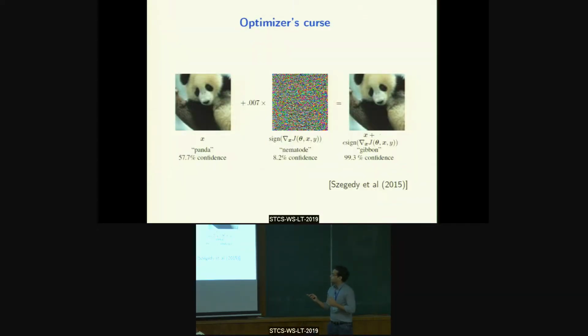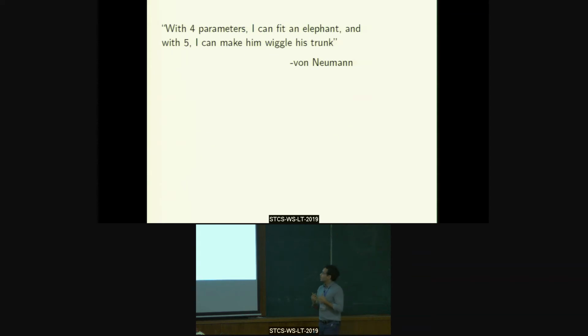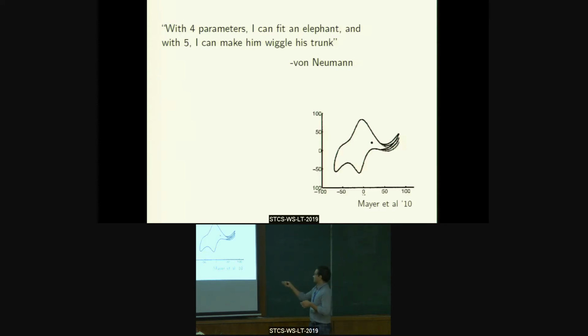So this is one example. Modern learning and decision problems tend to be over-parameterized. And when talking about over-parameterized problems, this classic quote by John von Neumann comes to mind: with 4 parameters, I can fit an elephant, and with 5, I can make him wiggle his trunk. It has actually been verified too. There have been efforts to verify that.